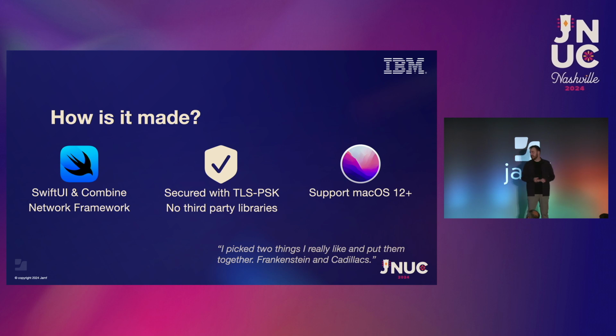But how is it made, this beautiful Mac IBM DataShift? It's a native macOS application, completely written using Swift. We mainly use SwiftUI and Combine frameworks for the UIs and for the event management. We use the Network framework for device connection and communication. The connection itself is secured using TLS and a pre-shared key, the pairing code we've seen before. And we don't use any third-party library, so we don't need to worry about unexpected vulnerabilities coming from them.